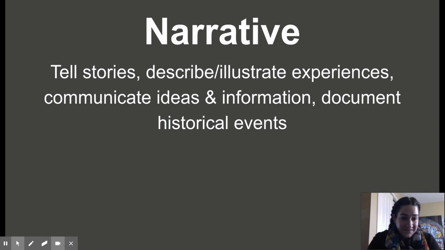All right, on to the narrative purpose of art. This one, for some reason, always gives people trouble, but don't make it harder than what it is. All you're doing is telling a story with pictures. So, narrative is telling stories, describing and illustrating experiences, communicating ideas and information, think journals, and documenting historical events.